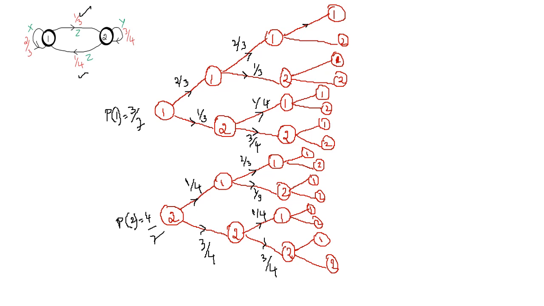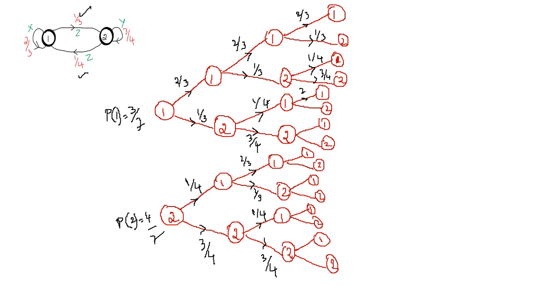I will do it only for the first state. So this will be 2 by 3. This is 1 by 3. This is 1 by 4. This is 3 by 4. It is going to repeat here.